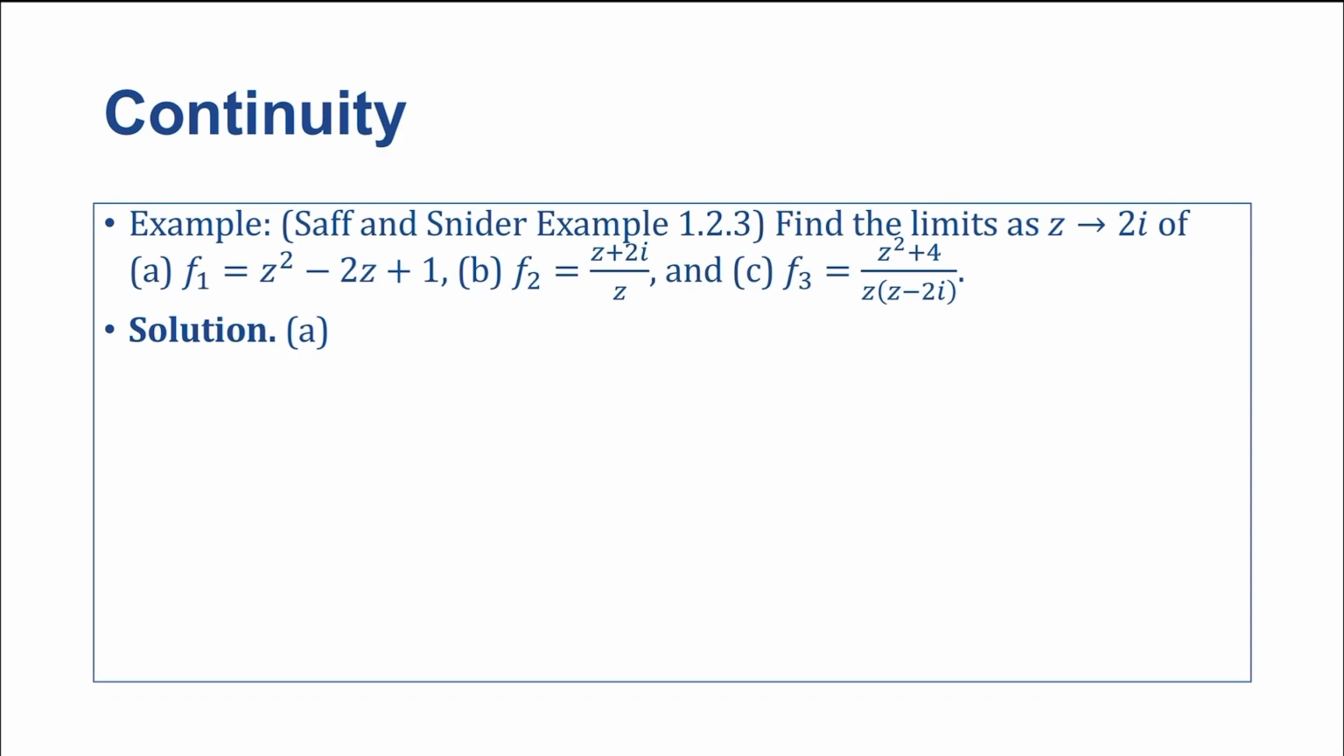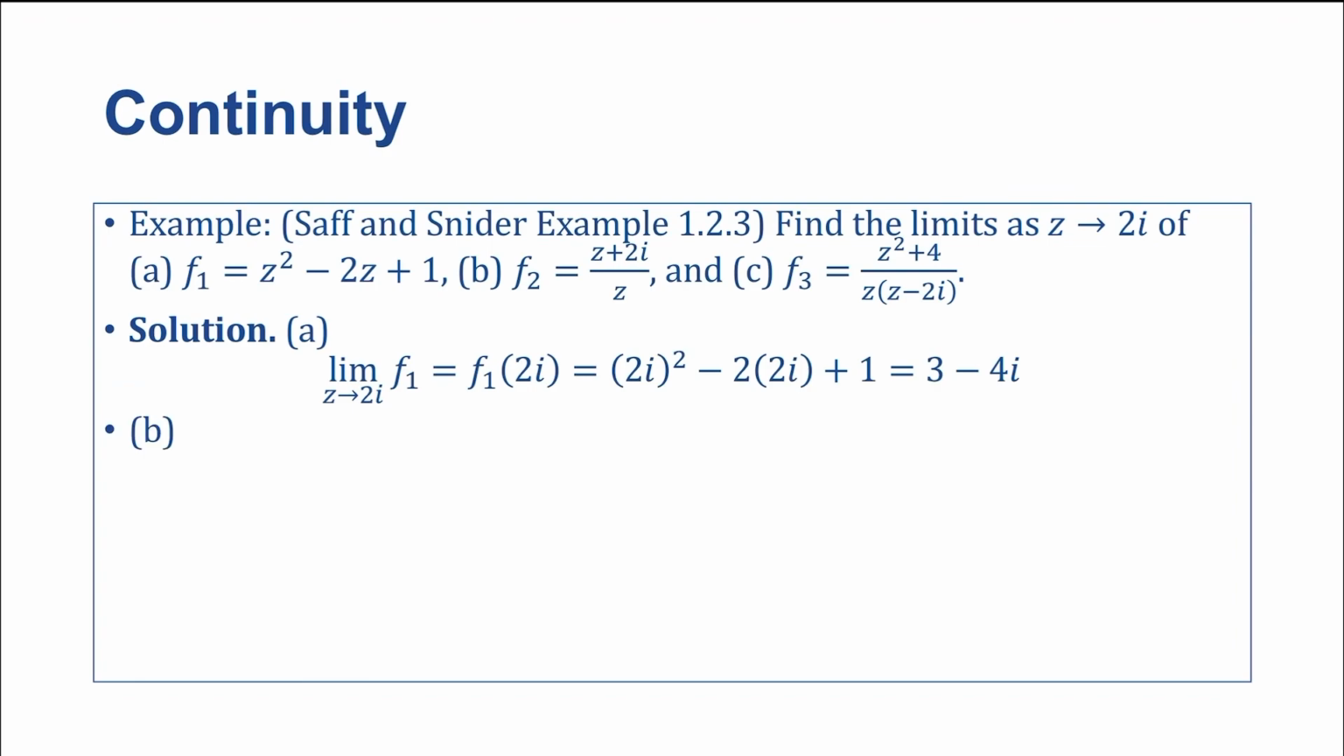For the first solution, we are going to consider the limit as z approaches 2i of f sub 1. We're just going to plug in 2i, so we're going to get (2i) squared minus 2 times 2i, plus 1, and we can multiply this out. We can do all of the algebra that we need to. We get 3 minus 4i. Fairly simple.